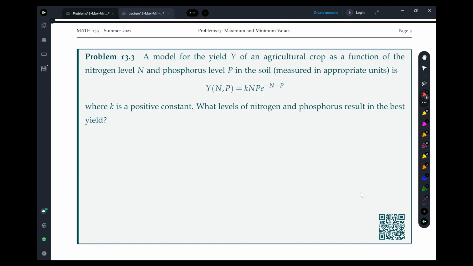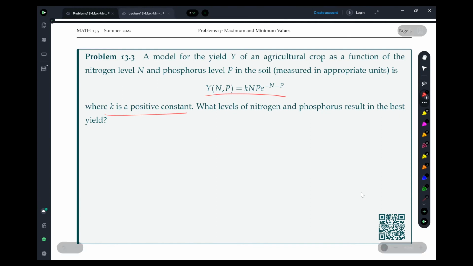So in this model, the yield Y of an agricultural crop is a function of the nitrogen level N and the phosphorus level P in the soil. They're measured in whatever units they happen to be here. We're not going to worry about the units in this particular question. So we've got this function here, which is saying, as we vary the nitrogen and the phosphorus, the yield of our crop will vary. K is some positive constant. We don't need to worry about exactly what it is now. We can leave our answers in terms of K.